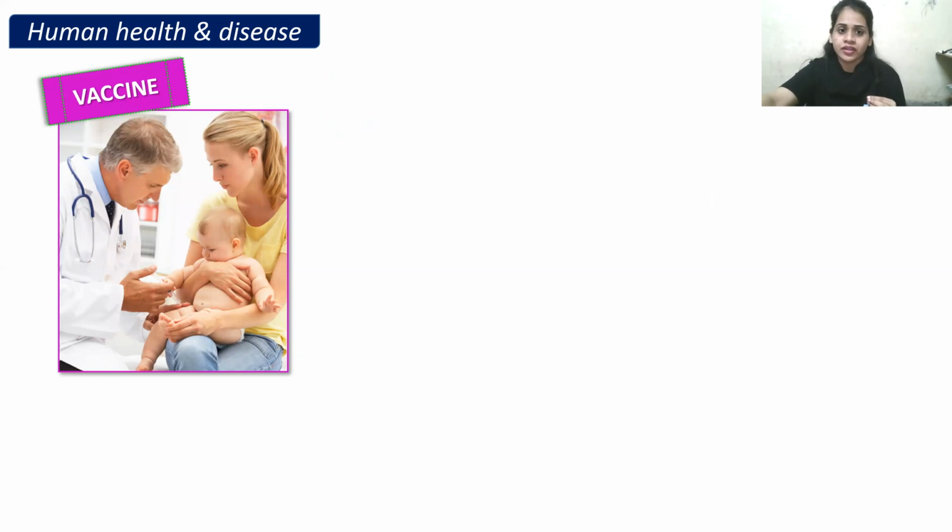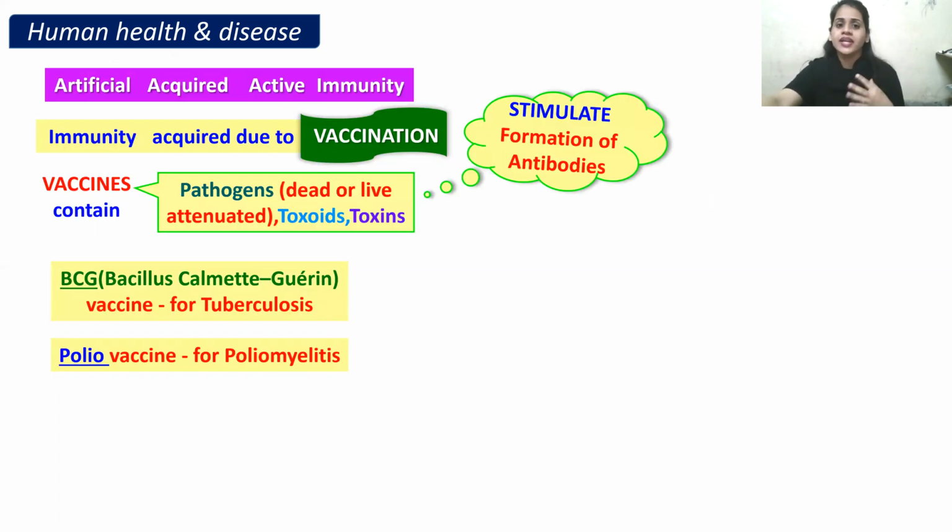The second one is artificial acquired active immunity. See, it is artificial, so it's not a natural infection, right? Here we are going to take that pathogen in the form of vaccines, right? So immunity acquired due to vaccination, where there is a formation of antibody, is called artificial acquired active immunity. Artificial because vaccination is taken. Acquired, you take it after your birth. Active because antibodies do get produced in your body.